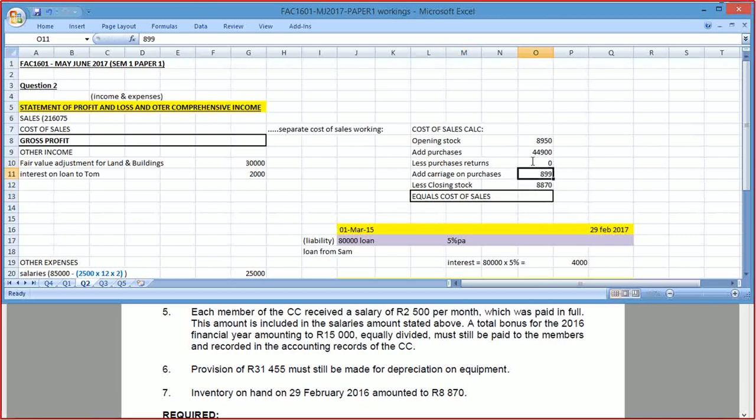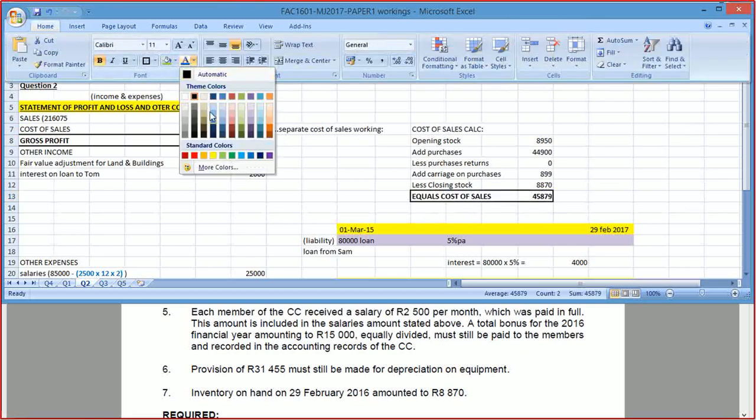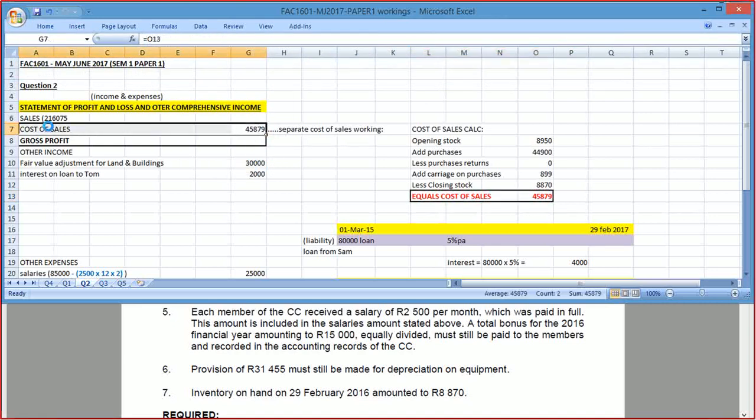Okay, so no returns in this case. So can I now work out cost of sales? Of course I can. Opening plus purchases minus no returns, add carriage minus closing gives you an answer of 45. Right, so 45,000 is going to go there as a separate line item, again negative. Right, sales as that total. Okay, gives you gross profit. Gross profit is the sum of those two amounts. Oh, well, the one minus the other, because the one's negative.